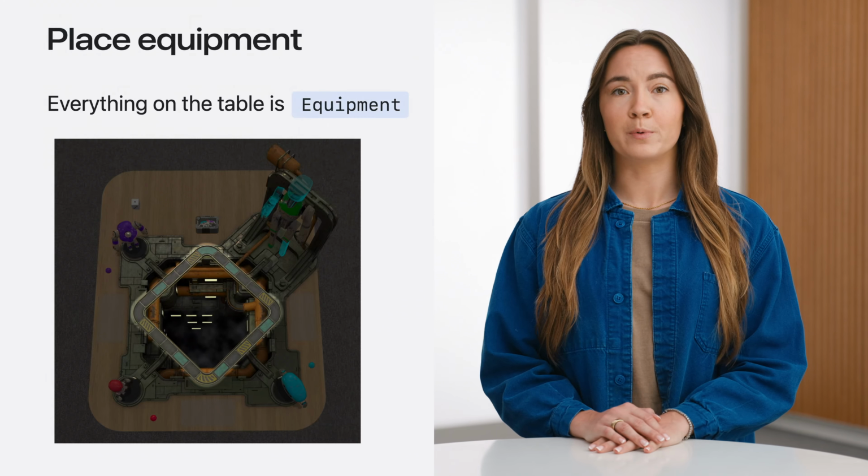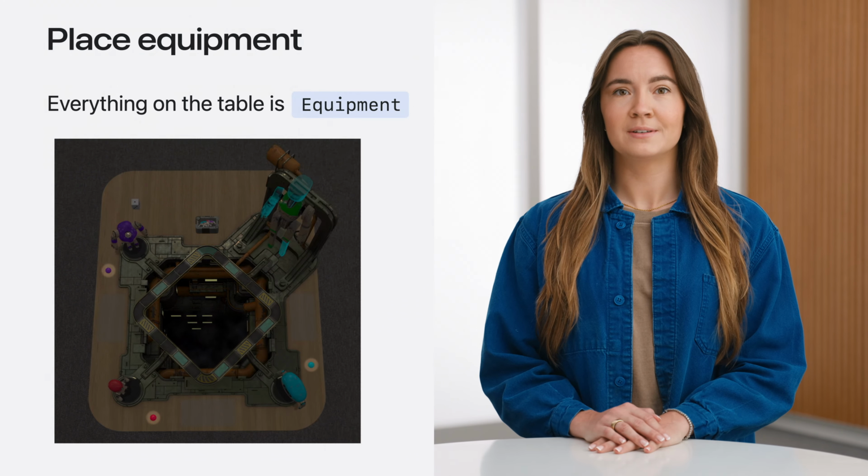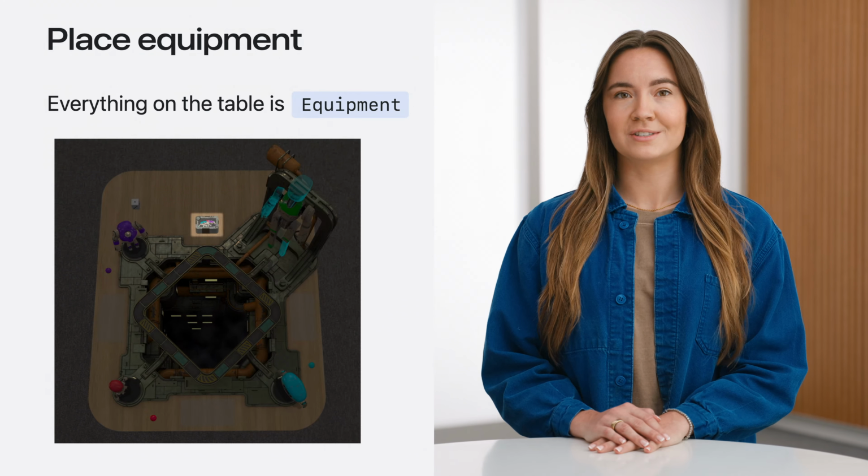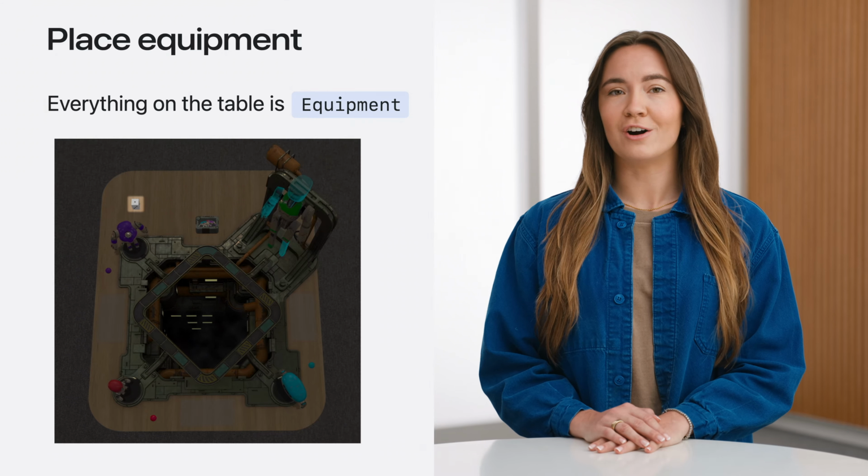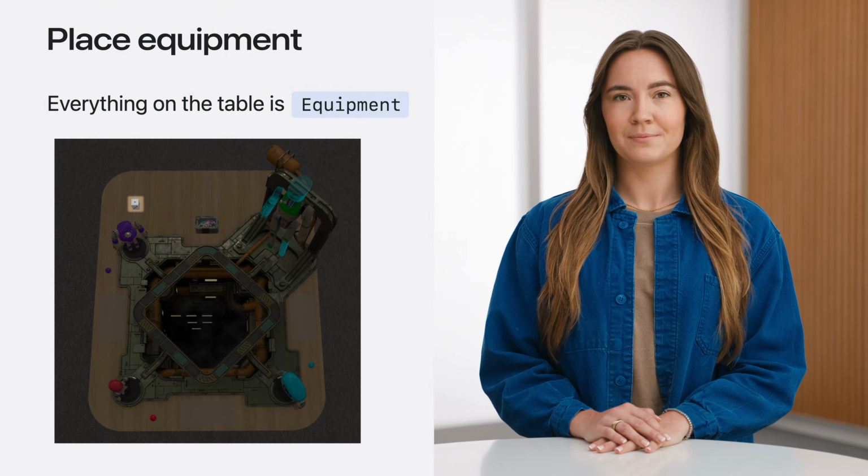Everything on top of the table is equipment. In my sample, the board, tiles, pawns, cards, and dice are all different types of equipment. Let's look at a couple examples of how I use equipment to represent the components of my game. First, I'll show you how I describe a pawn, which is the piece that each player moves around the board.